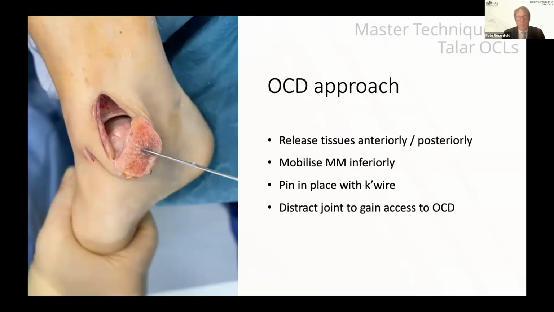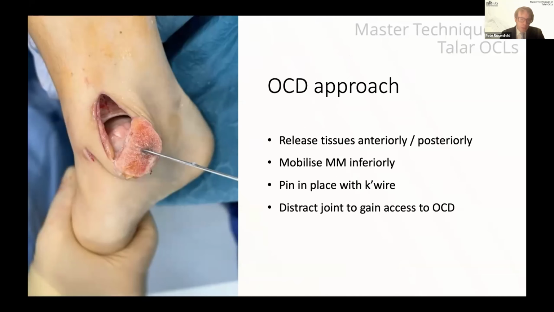Now, to approach the OCD, you need to get good exposure here. And this is about mobilizing your medial malleolus. So you want to release the tissues, both the anterior fibers of the deltoid and the posterior sheath of the PTT tendon, because they'll stop you retracting your medial malleolus. So don't worry about mobilizing those well.